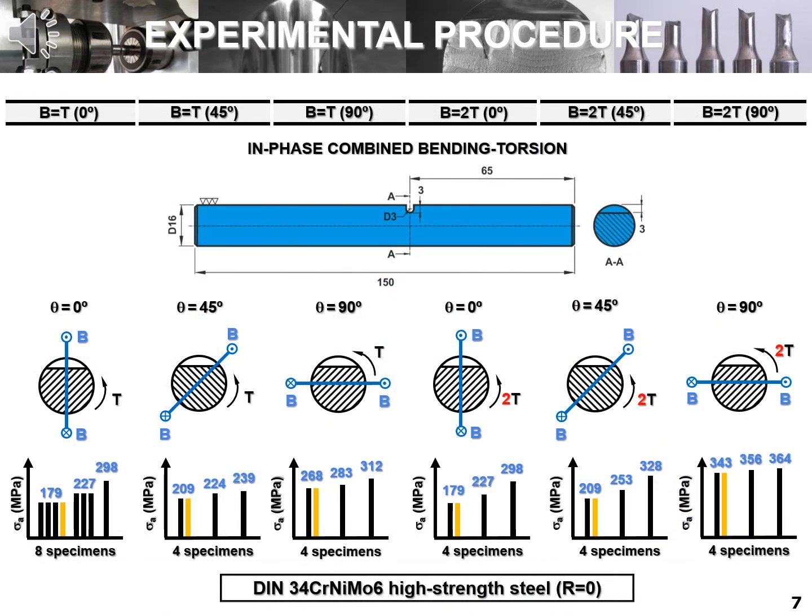After that, we have performed multi-axial fatigue tests under different loading scenarios using cylindrical specimens with U-shaped notches. The loading scenarios comprised 2 bending-torsion ratios, more specifically B equal to 2T and B equal to T, and 3 orientations of the bending moment with respect to the notch root, namely 0 degrees, 45 degrees, and 90 degrees. For each case, at least 3 stress levels were considered. The tests were conducted under pulsating loading conditions.